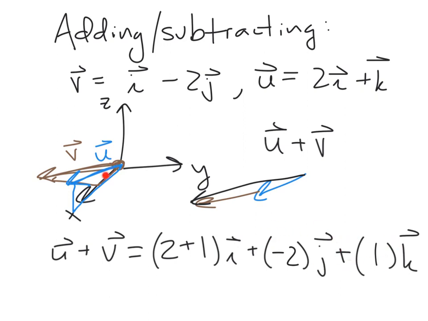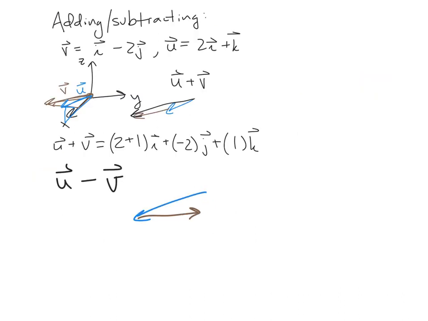Go out 3 in the x direction, over 2 in the y direction, in the negative y, and up 1 to get the sum of the vectors. For the difference, we can think of that as taking the sum of u and negative v. So we go out by u, and then instead of going in the positive v direction, we go in the negative v direction to get our new vector.